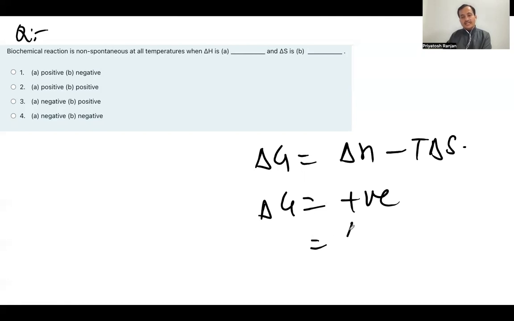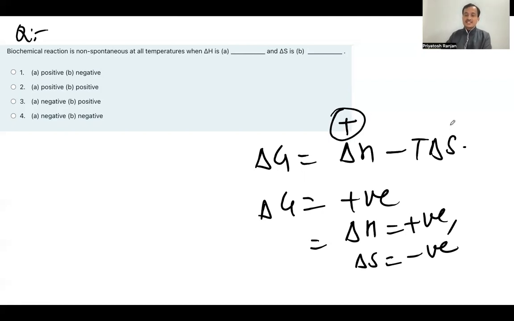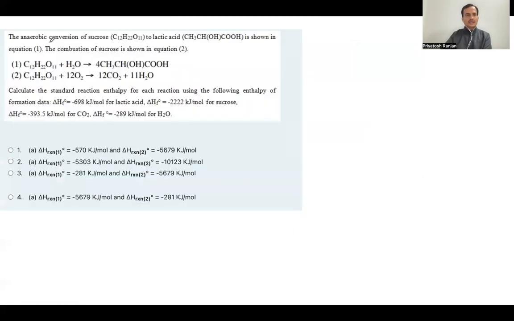When delta H is positive and delta S is negative. Under these circumstances, when the change in the enthalpy is positive and the change in the entropy is negative, this term will become positive anyway. And if you have two positive terms in this equation, delta G is always going to be positive, and in that case it's going to be non-spontaneous. So the correct option is delta H positive and delta S negative, which is option 1.